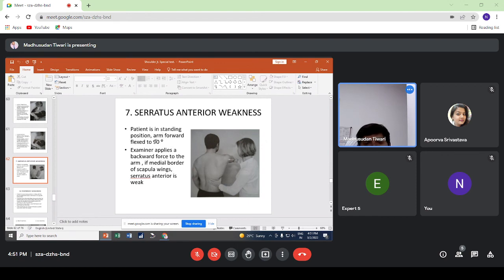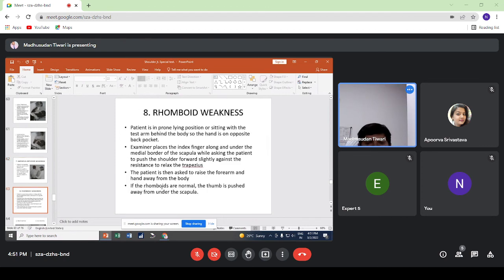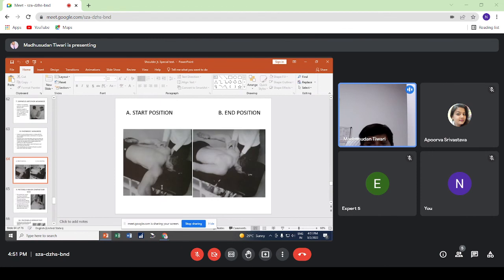The patient is in a standing position, arm forward flexed to 90 degrees. The examiner applies a backward force to the arm. If the medial border of the scapula wings, this shows weakness of the serratus anterior. You can also test the rhomboid muscles, these are the small muscles.